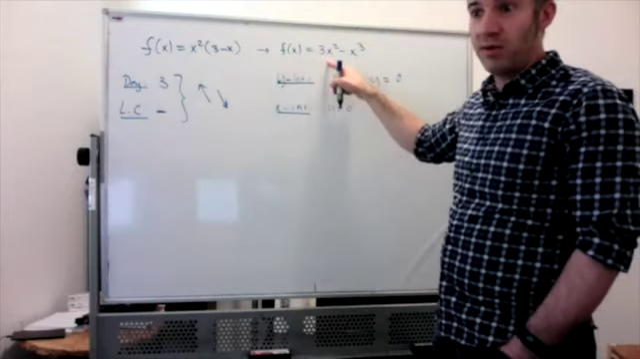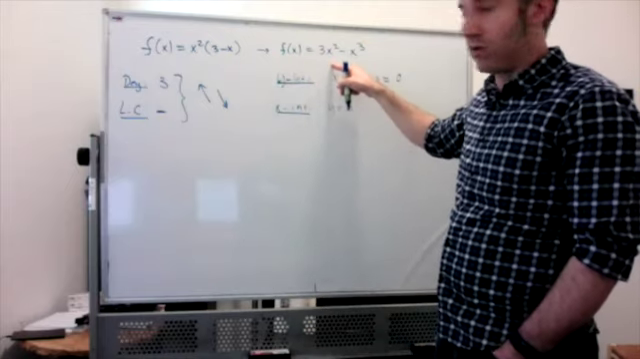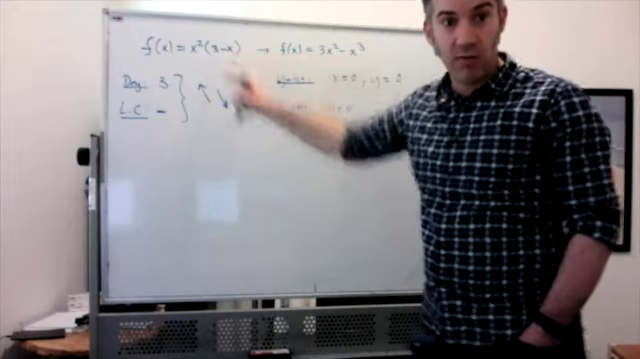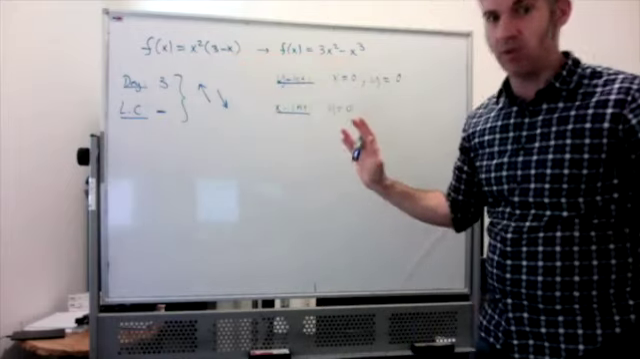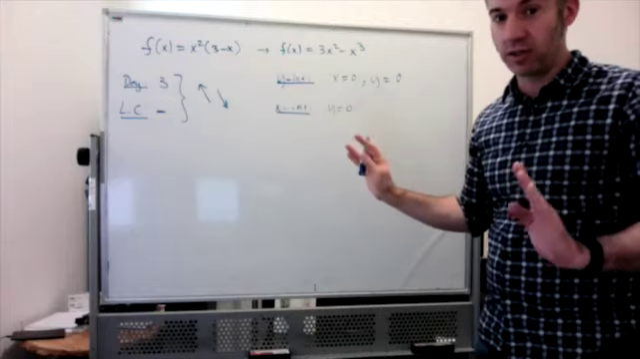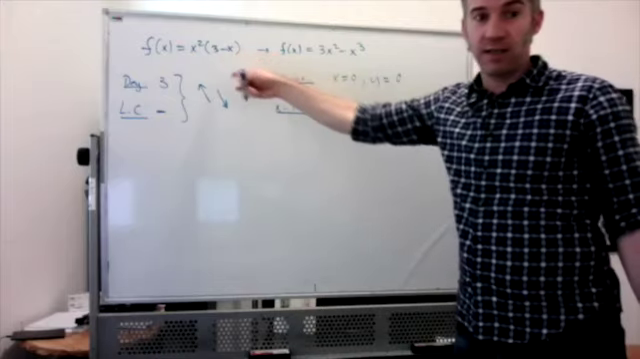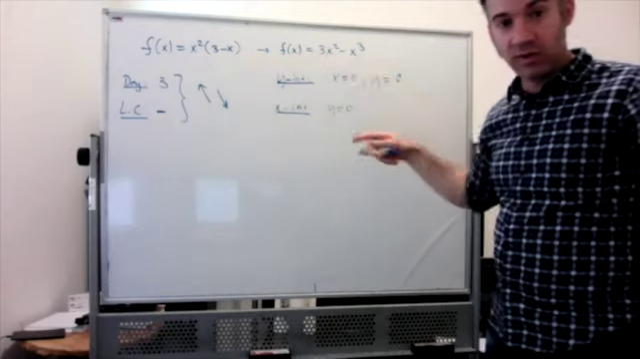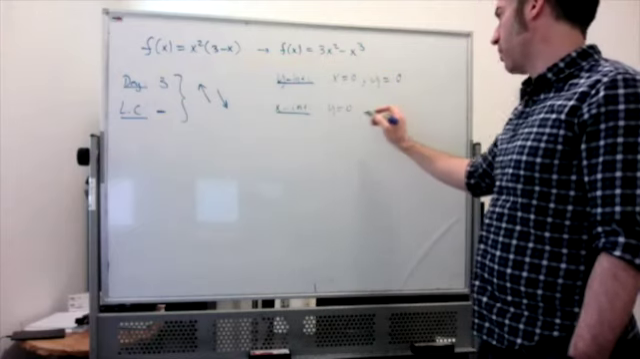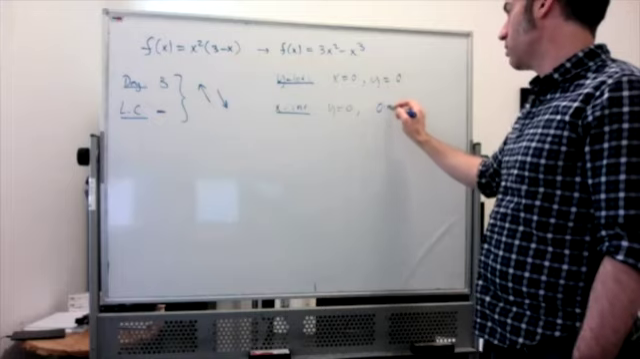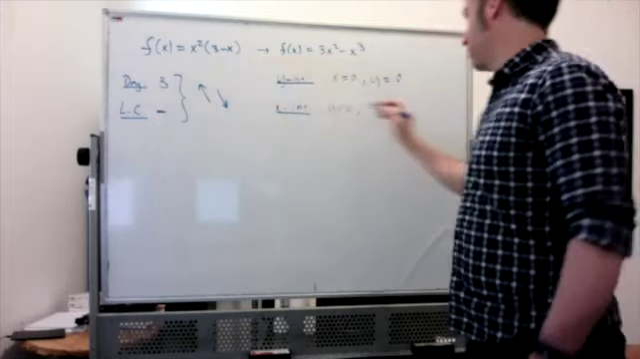Especially if you're finding the x-intercepts, it's really preferable to use the factored form. In general, when we're finding the x things, which we'll talk more about when we talk about rational functions, the factored form is good for x things. The unfactored form is usually better for the y things. So x-intercept, y equals zero: zero equals x squared times (3 minus x).